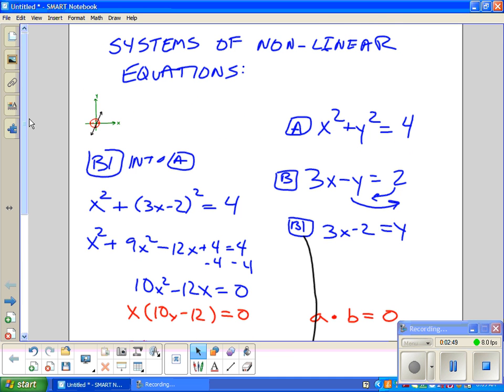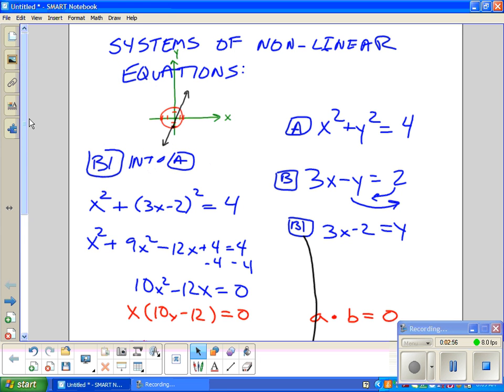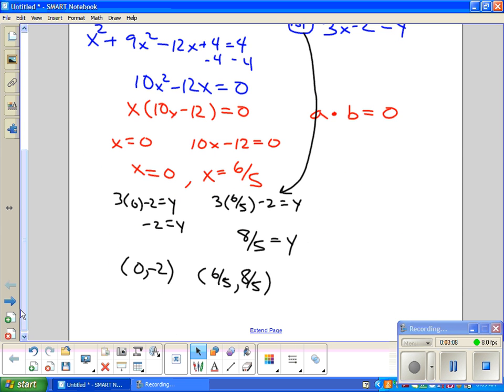If we go back up to my graph, which wasn't great, if I put it here, I think you can see 0, -2 at the point. And outside of being able to say 6/5, 8/5, that's in the first quadrant, that looks right. So we found 2 unknowns there. And again, if it hit twice, we need 2 points.